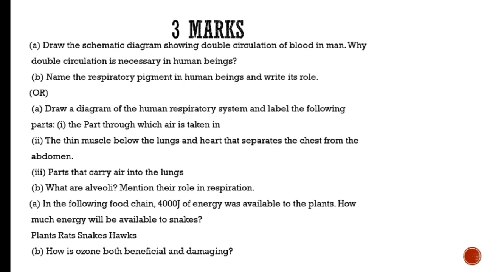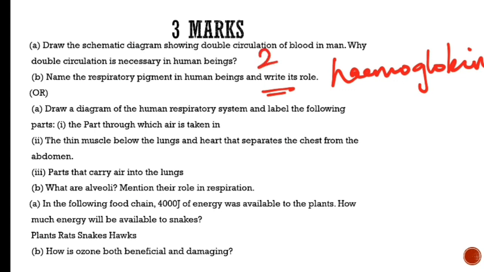Name the respiratory pigment in human beings and write its role. So the respiratory pigment is hemoglobin. The role you already know, it carries oxygen along with it, right? It helps in carrying oxygen. So that is the main purpose of this respiratory pigment. So this is a 2-mark question and it's a 1-mark question.